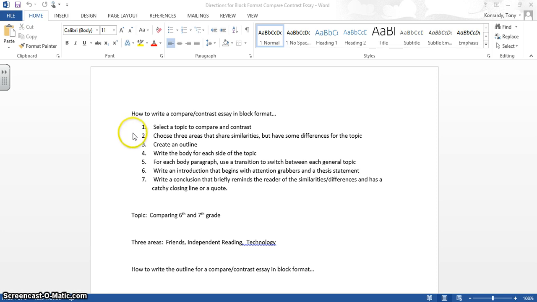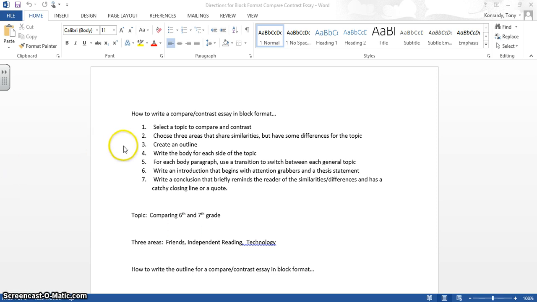Step number 2, once you have your topic, is to choose 3 areas that share similarities but have some differences for the topic. For instance, our topic was comparing 6th and 7th grade, and we then chose 3 topics: friends, independent reading, and technology, as our 3 ones that have some similarities but also have some differences.